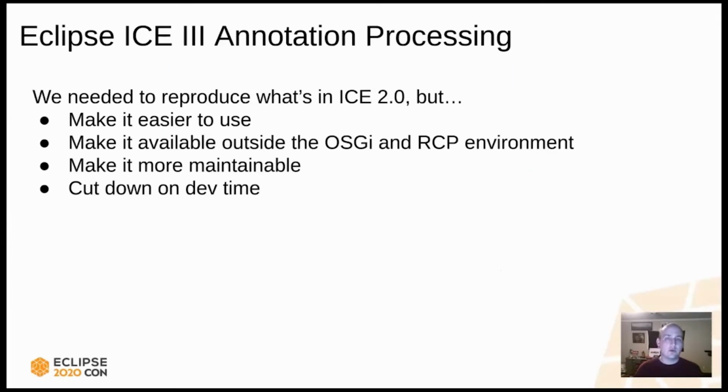So in ICE 3, I'm going to tell you how we're using annotation processing to solve this problem of ours. The goal is to reproduce what we have in ICE 2 with data structures. You remember I showed you that slide where we had all these logically equivalent things, but they're just kind of too hard to maintain. We want to make it easier, of course, more maintainable. We want to do this outside the OSGi and the RCP, and we want to cut down on our dev time and support.